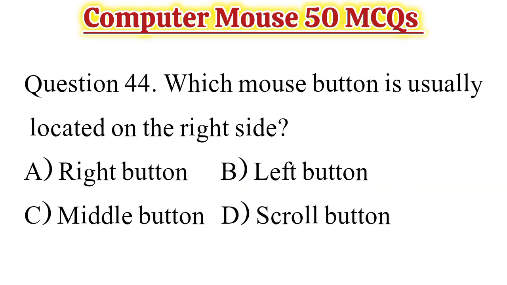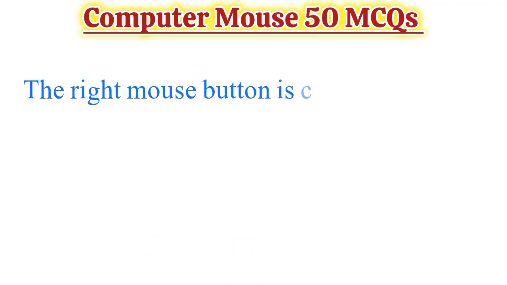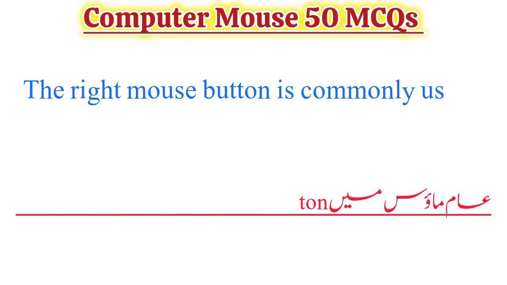44. Which mouse button is usually located on the right side? A. Right button. B. Left button. C. Middle button. D. Scroll button. Answer: A. Right button. The right mouse button is commonly used for context menus and secondary actions.